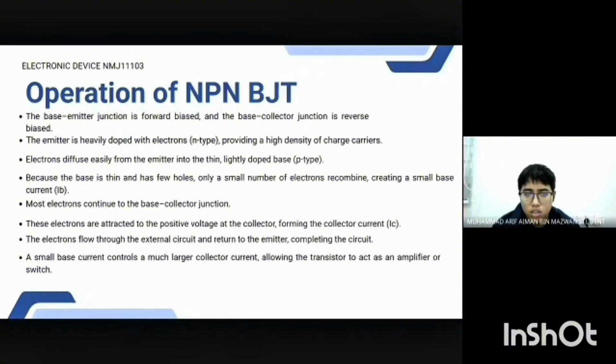Most electrons continue to the base-collector junction, where electrons are attracted to the positive voltage at the collector, forming a collector current. When the electrons flow through the external circuit, they return to the emitter, completing the circuit. Therefore, we can see that a small base current controls a much larger collector current, allowing the transistor to act as an amplifier or a switch.